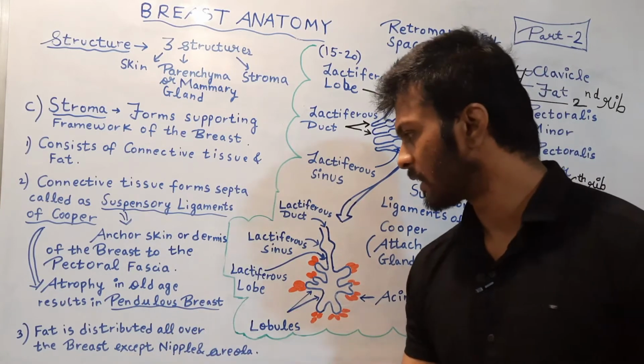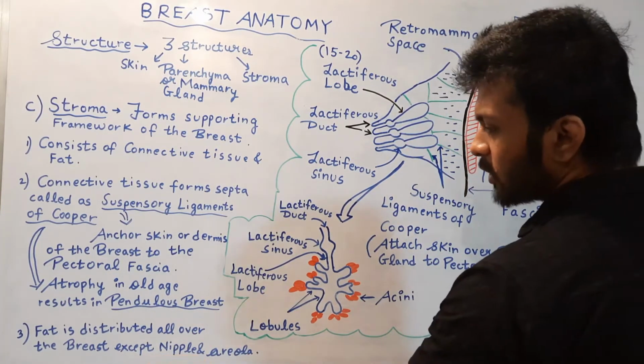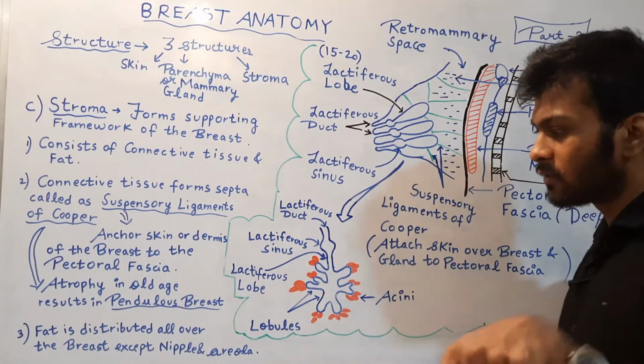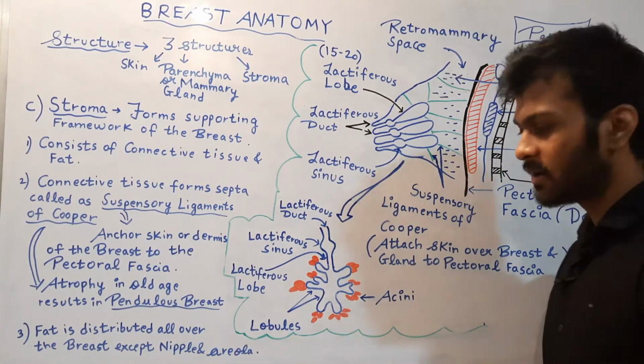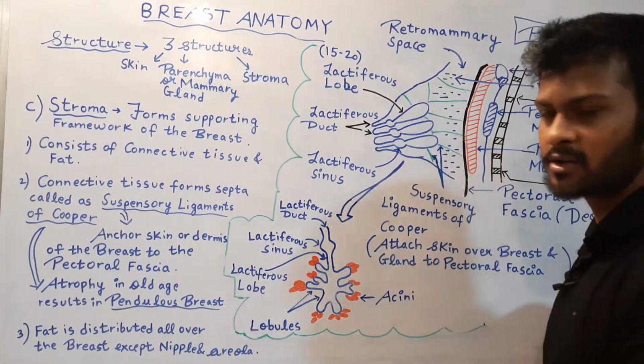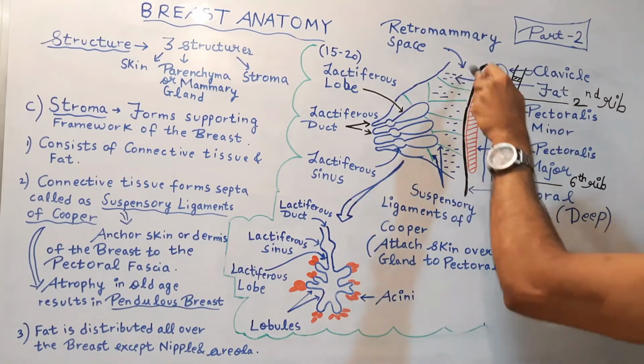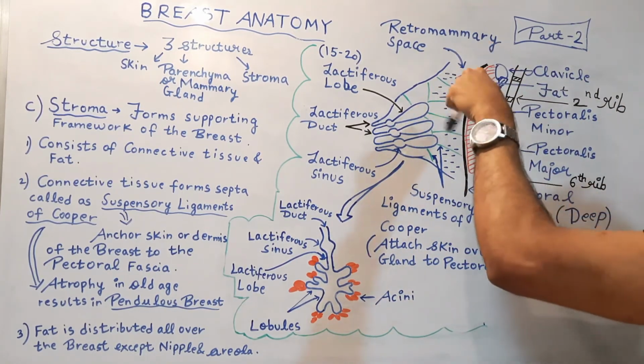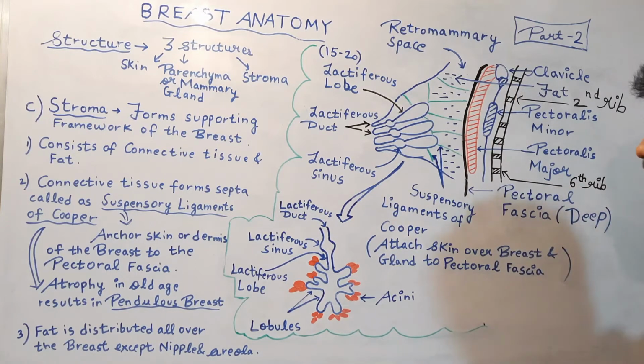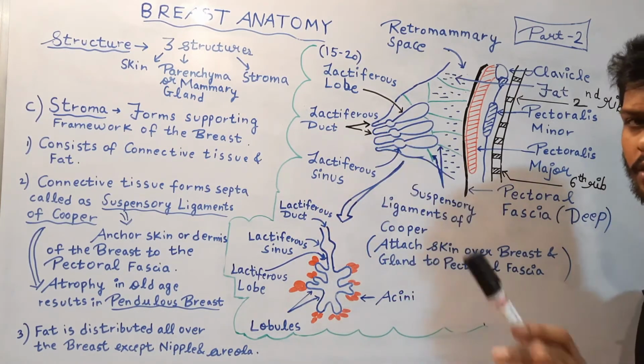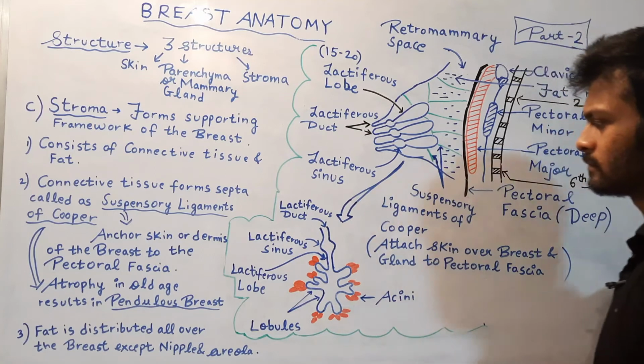Okay. And the next point is fat is distributed all over the breast except nipple and areola, which we have already discussed. So this portion will be distributed by fat, but the surface of nipple and areola will be devoid of fat and hairs.